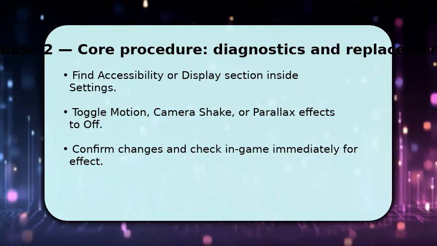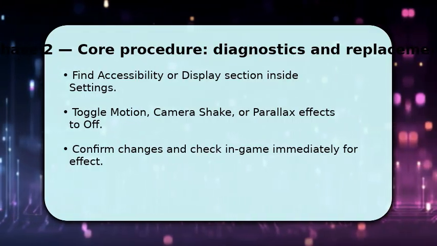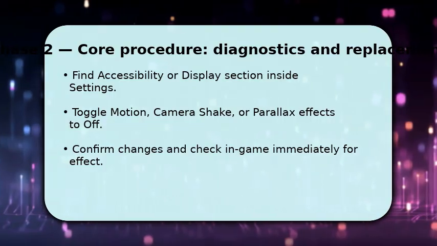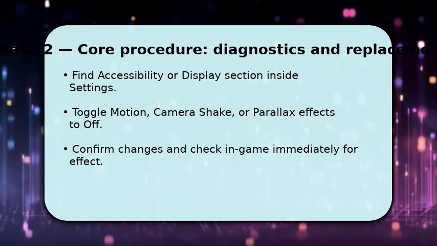Next, navigate to the Accessibility or Display subsection. You'll see labels like Motion, Camera Shake, or Parallax. Tap each toggle to turn them off. Do it one at a time and watch the preview or return to gameplay to confirm the visual change. This helps you understand what each option controls.